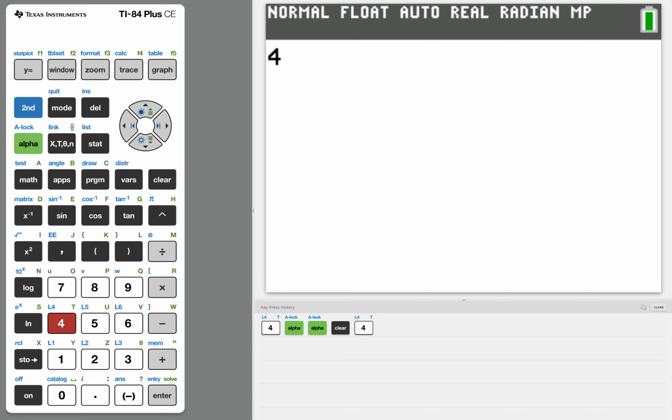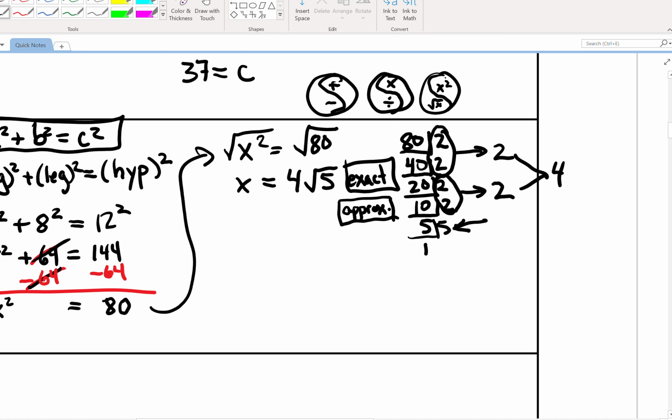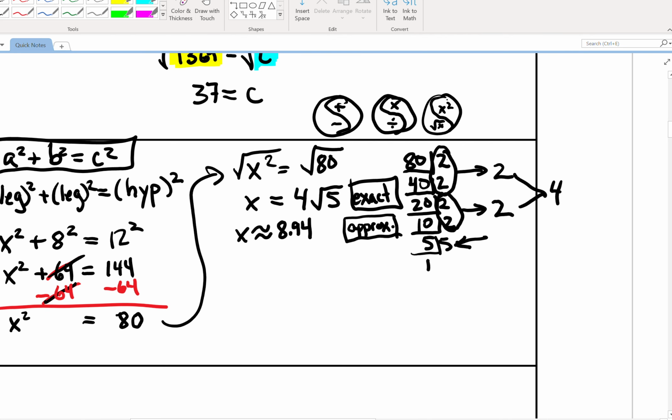4 square root of 5. And that would give me 8.9. Let's go out to the hundredths place, 8.94. And so x is approximately equal to 8.94. And those are our answers.